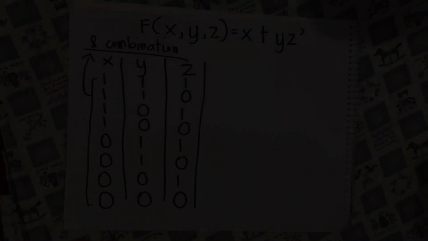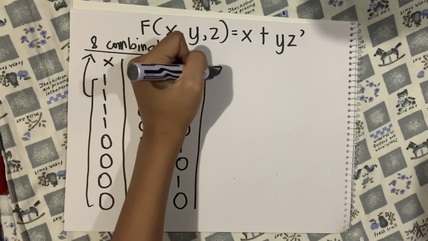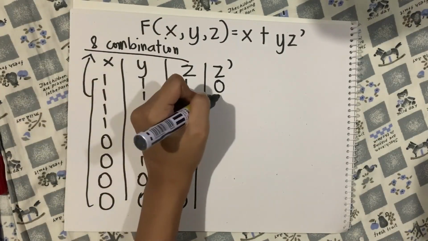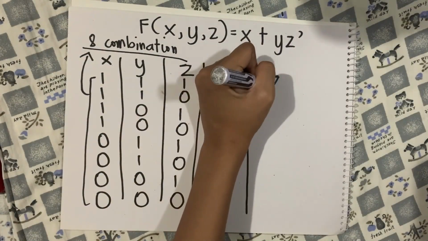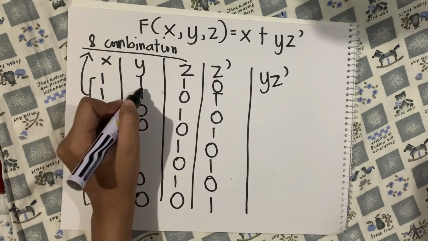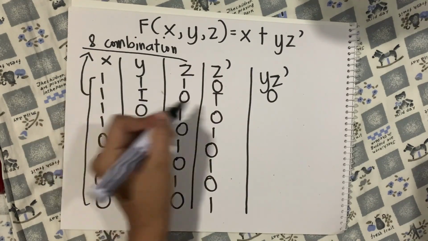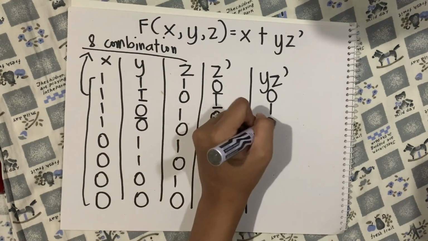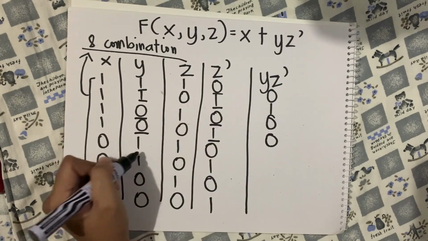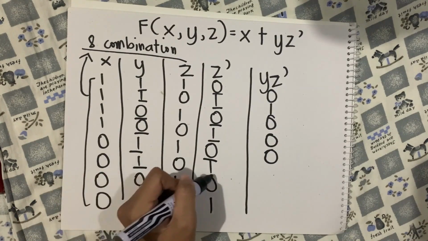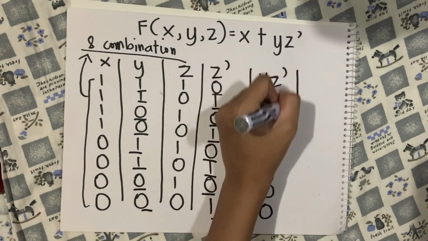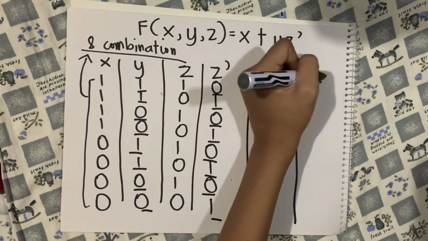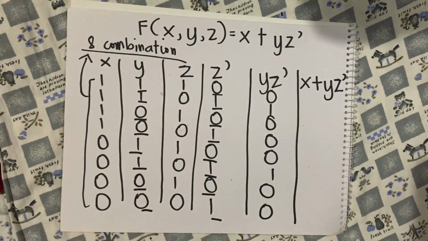Now, let's get the NOT or the complement of z. So the complement of 1 is 0, of 0 is 1, and so on, giving 0, 1, 0, 1. Now, let's solve for the AND operator, which is y and not z. So 1 times 0 is 0. 1 times 1 is 1. 0 times 0 is 0. 0 times 1 is 0. 1 times 0 is 0. 1 times 1 is 1. 0 times 0 is 0. 0 times 1 is 0. Then now, we solve x plus y and complement of z.